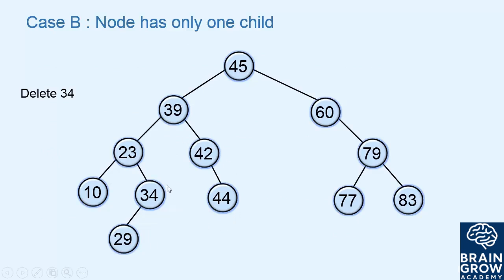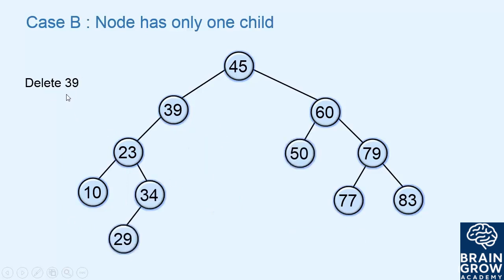Suppose in this tree we have to delete this node 34. P refers to this node, parent refers to this node, and child refers to this node. Now this node is the right child of its parent. So this child node will become the right child of the parent node. So now this node is not a part of the tree.